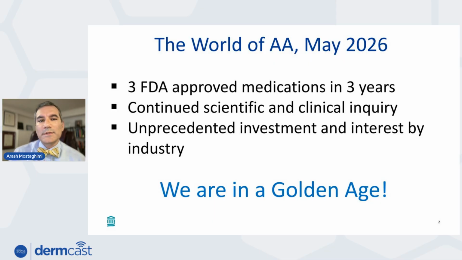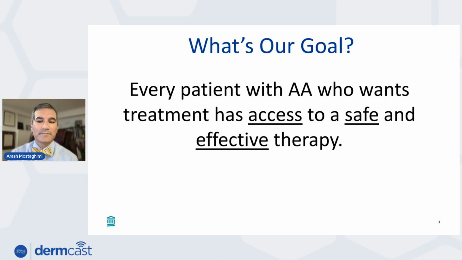So the world of alopecia areata, we have 3 FDA-approved medications. They came 3 years in a row. There's a fourth one that is now registered for approval, hopefully next year. And this came after a whole lifetime where we had no treatments for alopecia areata. We've had a lot of scientific and clinical inquiry and a lot of investment and interest by industry. So it's a really exciting time. We're really in a golden age for this treatment.